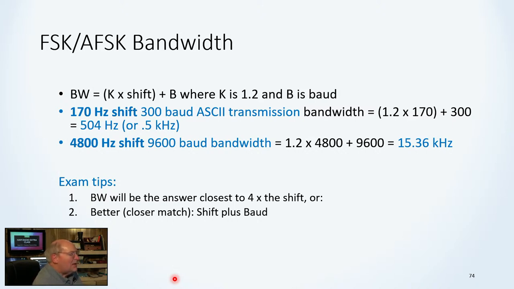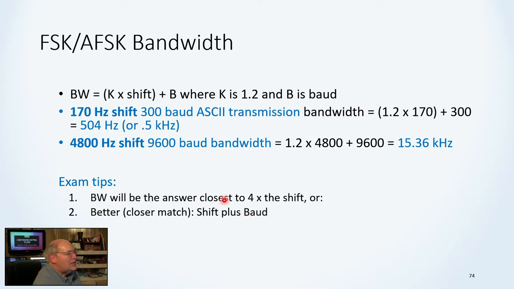But I messed up my notes here. What I'll recommend is when you see a question like this and it asks for the bandwidth, take the shift plus the baud and match that to the closest answer. Same thing with this one. Shift plus the baud and match it to the closest answer that they've given you. And these are the exact right answers. We're going to come really close using my shortcut here.